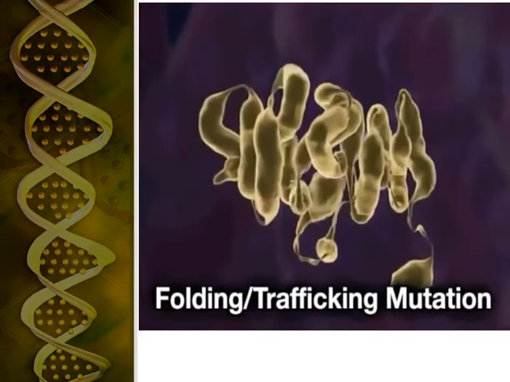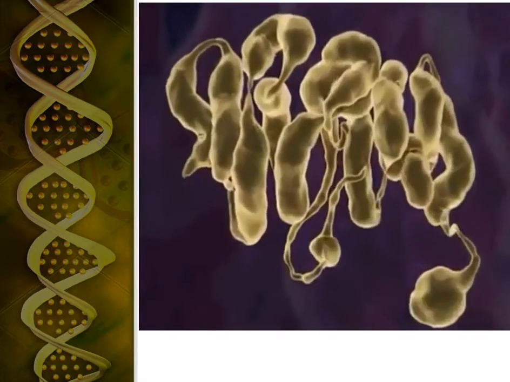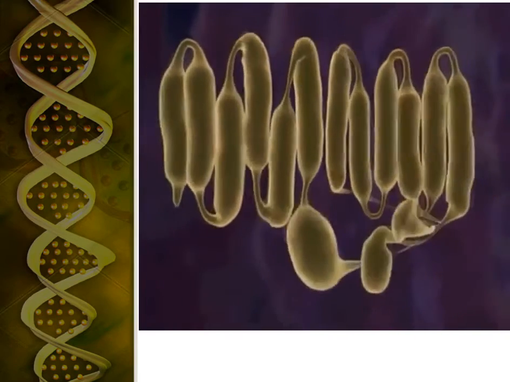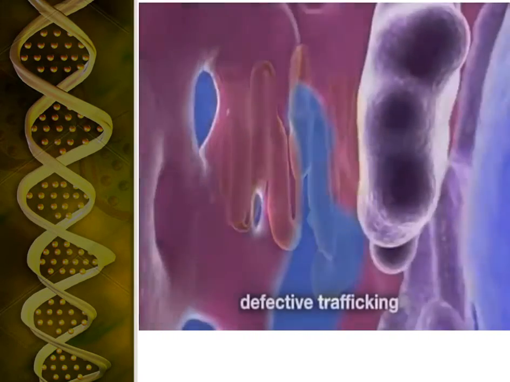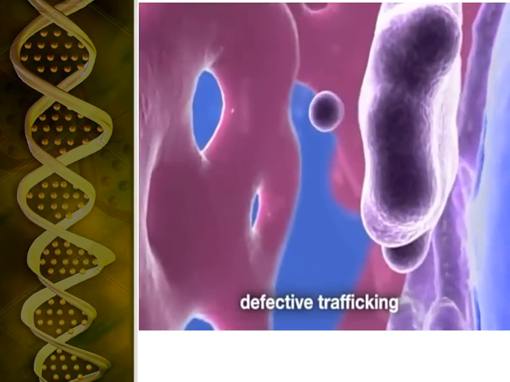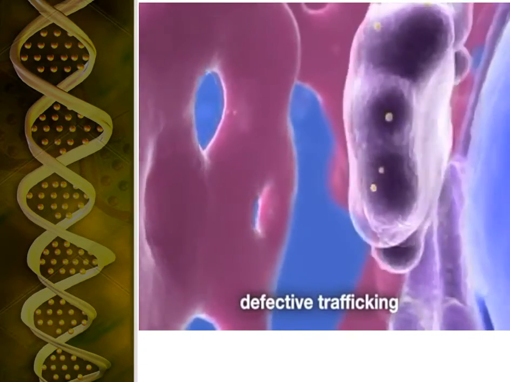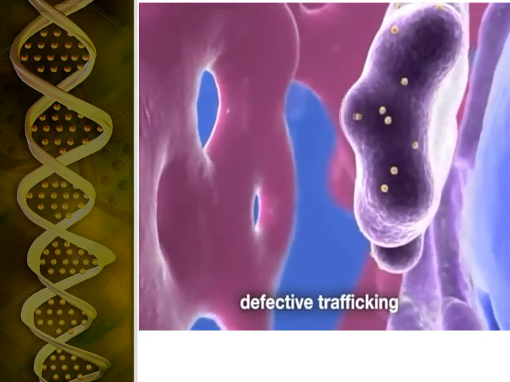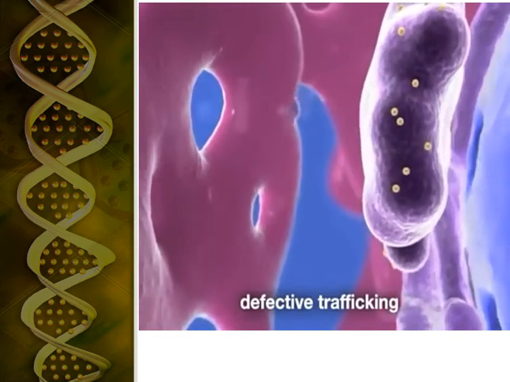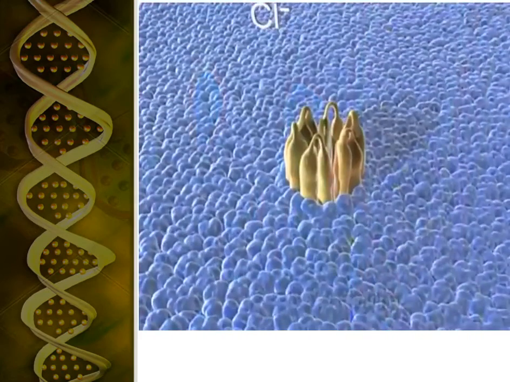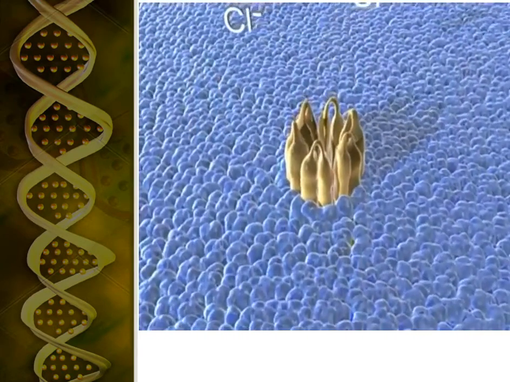Other CFTR mutations, including the most common one, F508 deletion, affect post-translational folding and transport of the CFTR protein to the cell surface, also known as a trafficking defect. These misfolded proteins are retained in the endoplasmic reticulum and degraded. The result is that only a small quantity of CFTR protein reaches the cell surface.